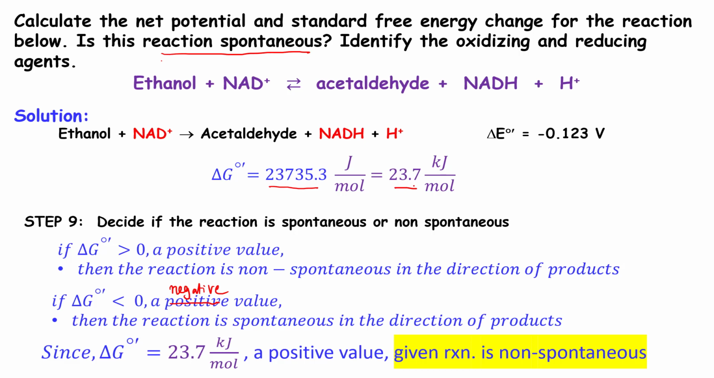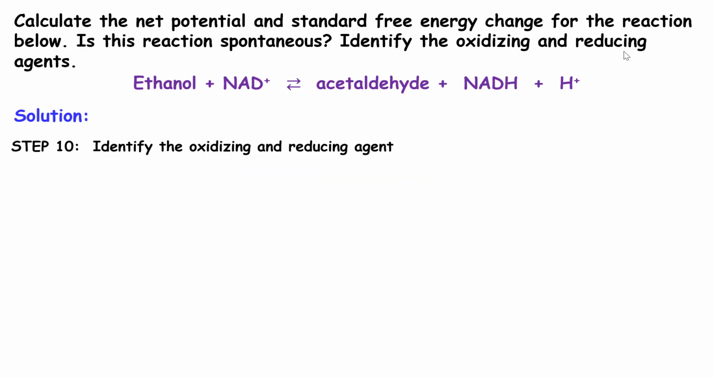Okay, so we've answered the net potential part, standard free energy part. We've also answered whether the reaction is spontaneous or not. And now the last thing that is left to answer is: in my reaction, what is my oxidizing agent? What's my reducing agent? That's what we're trying to answer here. Okay, so how do we do that?